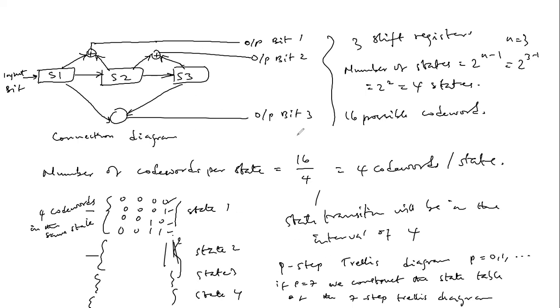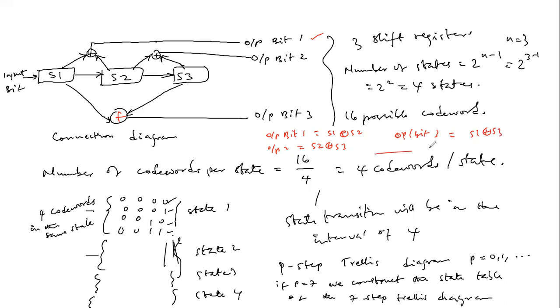So in this case, output bit 1 is the sum of shift registers 1 and 2, that's S1 plus S2. The output bit 2 is the same as S2 plus S3. Then output bit 3 is the same as S1 plus S3. So with this, we should be able to get things going.